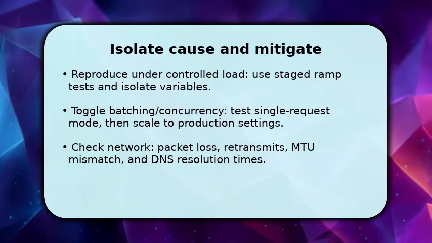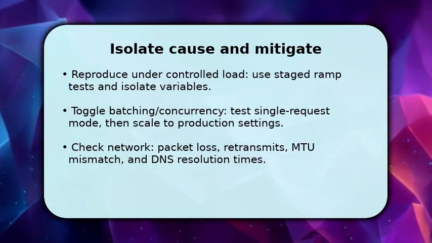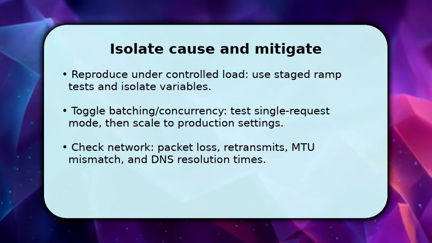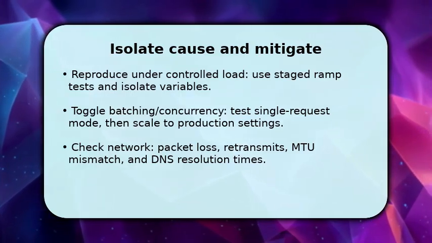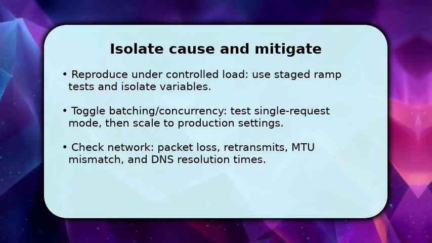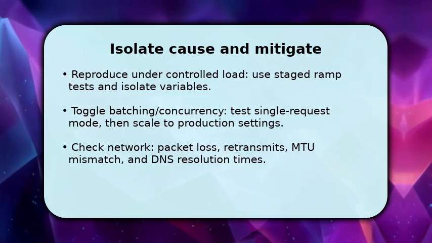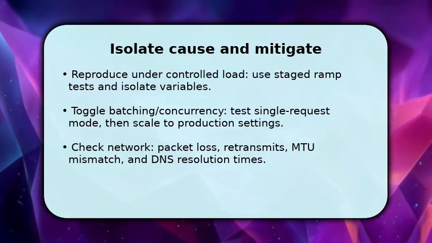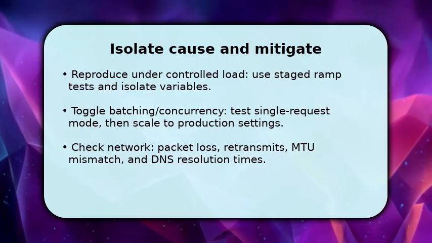Now you reproduce the spike in a controlled environment and change one variable at a time. Run staged ramp tests while toggling batching and concurrency. Test single request mode to see if batching introduces latency, then reintroduce settings progressively.